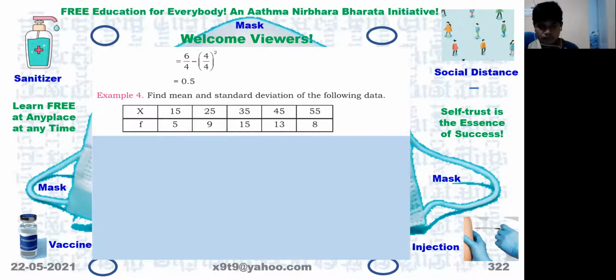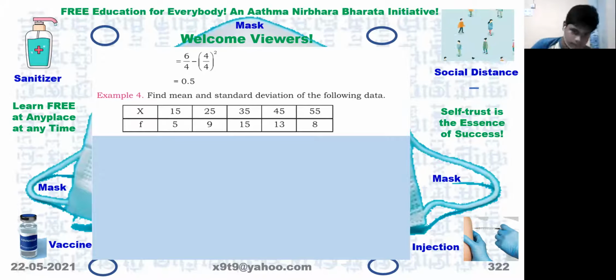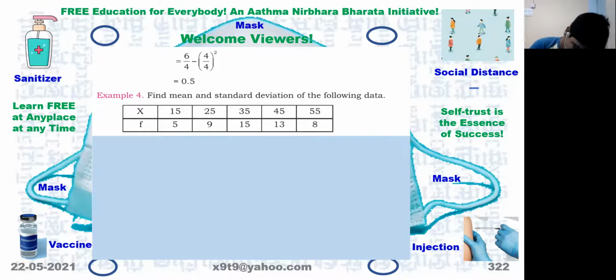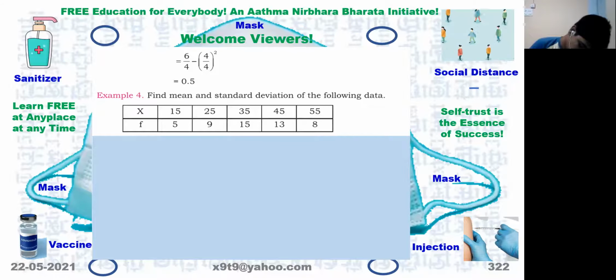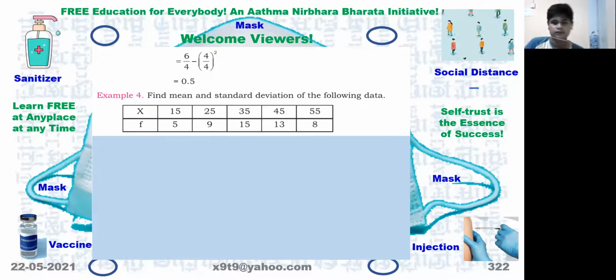Now take this problem. Find the mean, variance, and standard deviation of the following data. The table in the question paper and book will be horizontal. You can note that down, but when solving the problem, write it vertically.